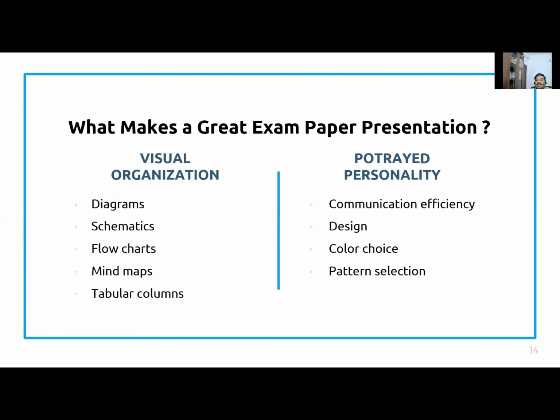The visual organization can be effectively portrayed with the help of diagrams, schematics, flowcharts, mind maps, tabular columns, and highlighting keywords, whereas the personality portrayal can be done by effective written communication. The choice of where you place your diagrams, right side, left side, center, the height, the legibility, the clarity, the color choice, the pattern selection, the priority of answering, all this conveys your personality to the evaluator.